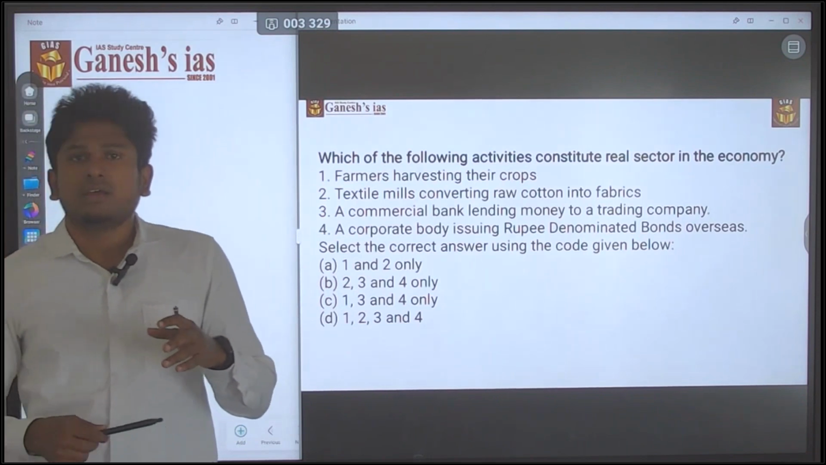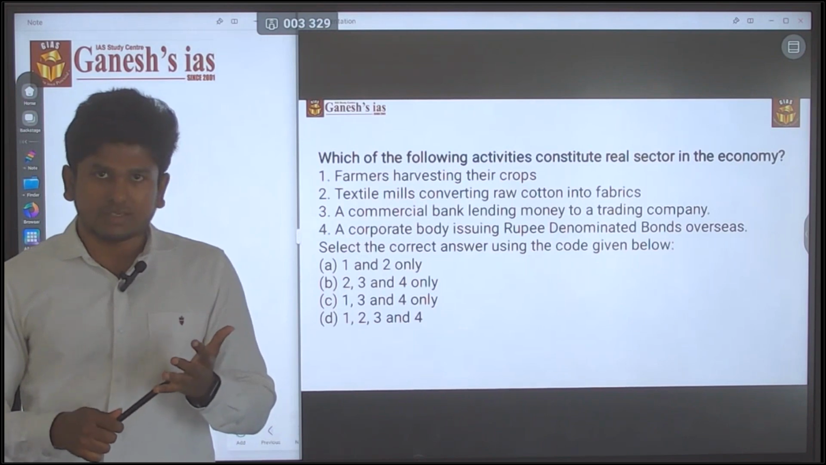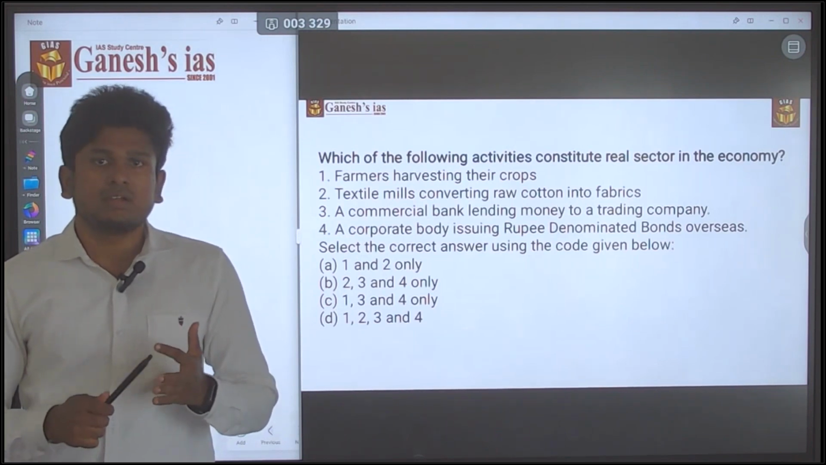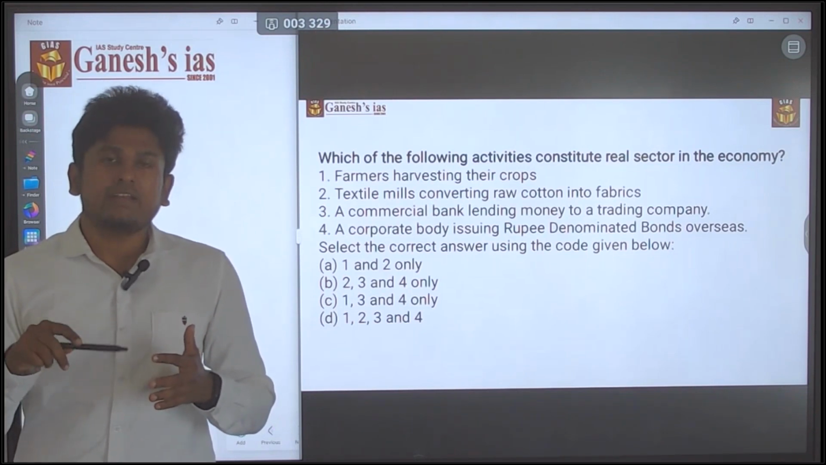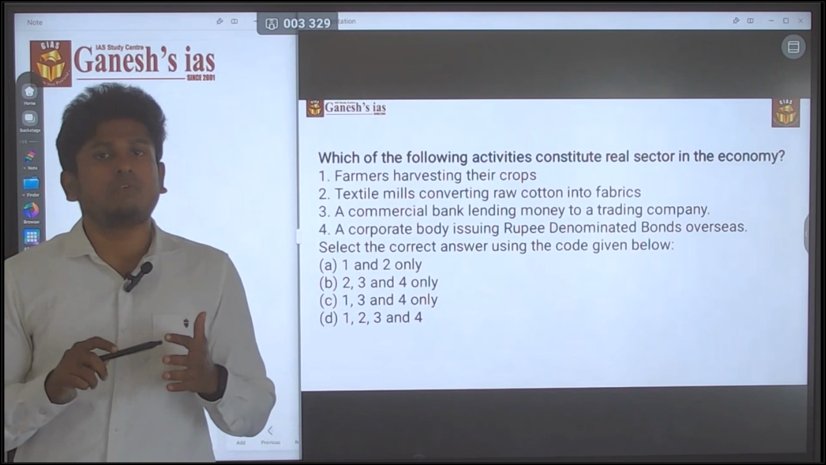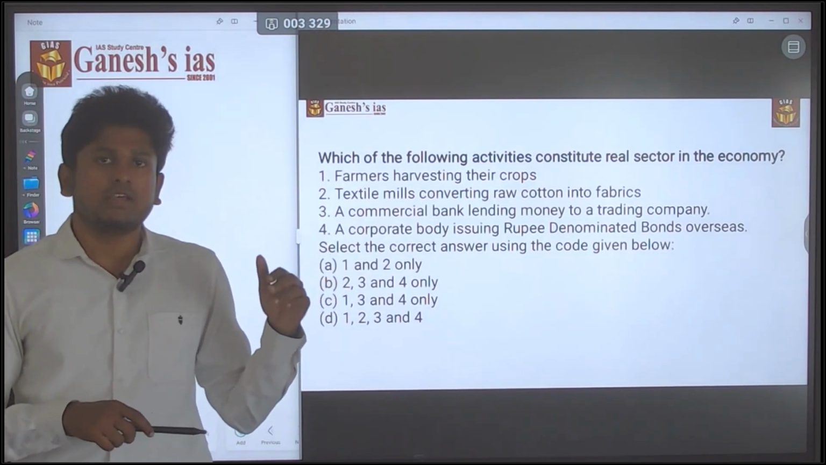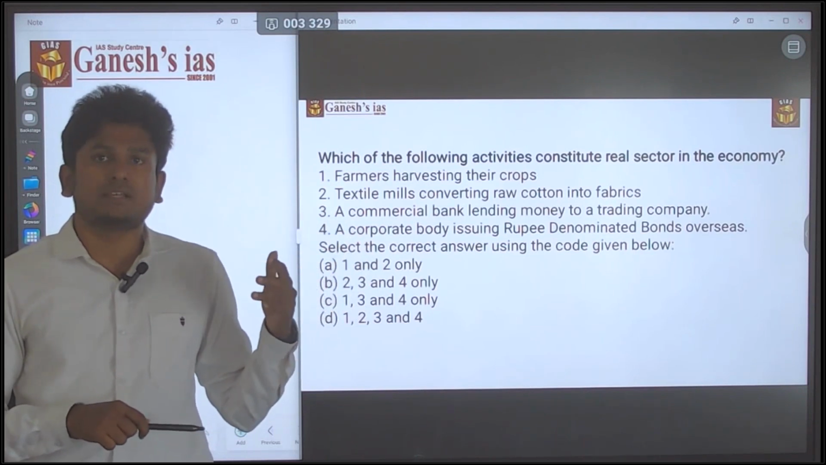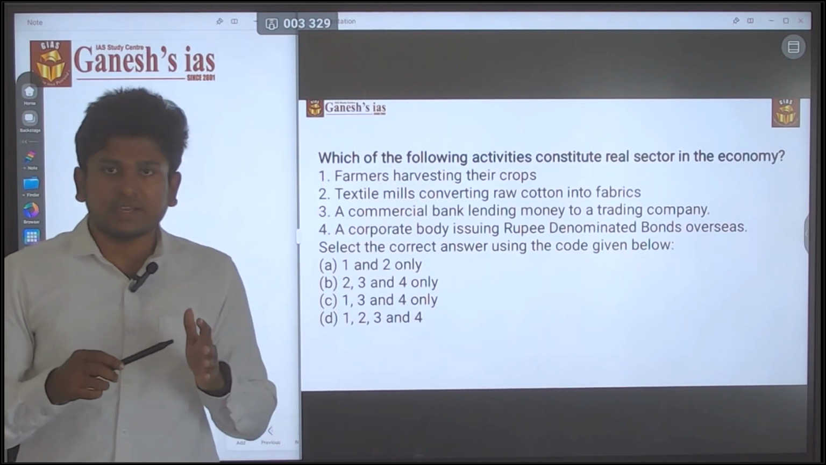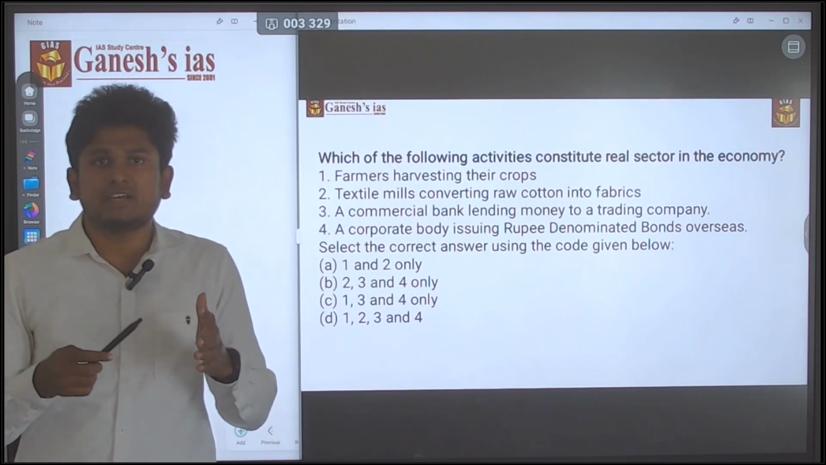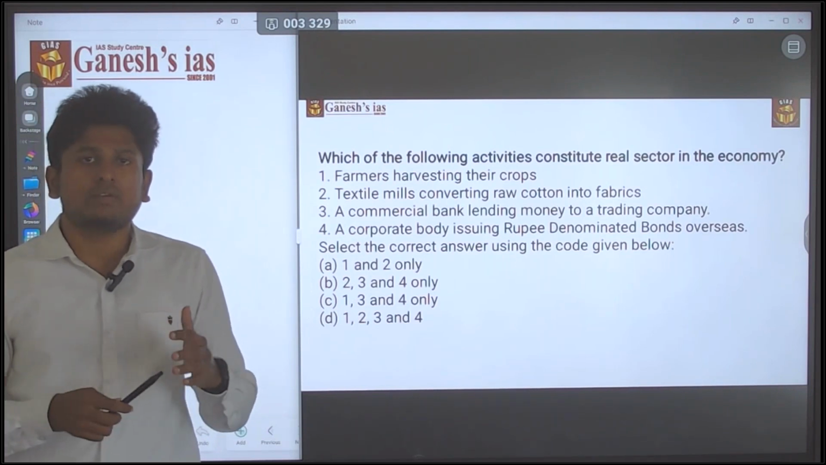First of all, with my basic idea, I know only three sectors: agriculture sector, manufacturing sector, service sector. I don't know what the real sector is. Even 99.99% of aspirants don't know what the real sector is while they face this kind of question. But that is no issue. With the basic idea, or with the strategy of elimination, or the idea of odd one out elimination, you can go for an answer.